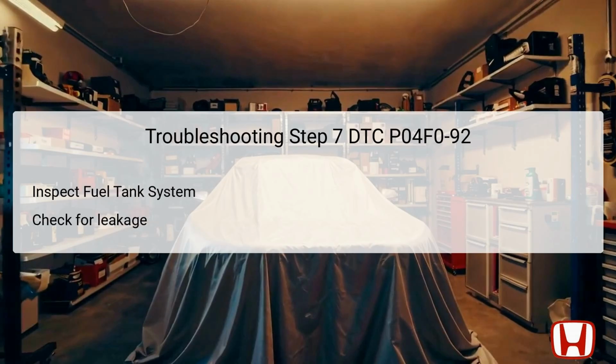In Step 7, technicians need to inspect the fuel tank system for any possible leaks. This inspection is crucial as it ensures the integrity of the tank in retaining fuel and vapor. Disconnecting vent tubes and conducting a vacuum test will help determine if there are any leaks within the system.